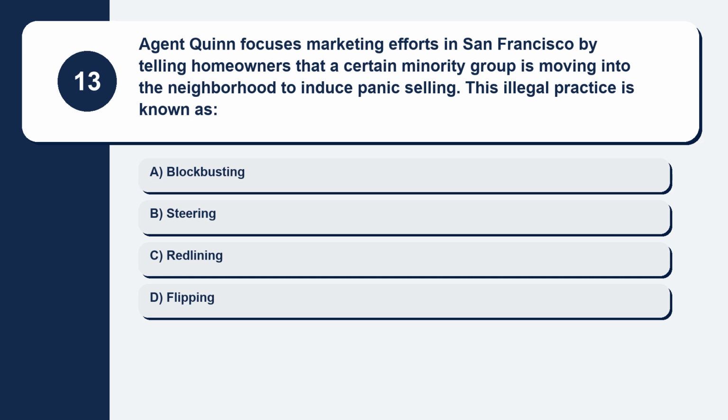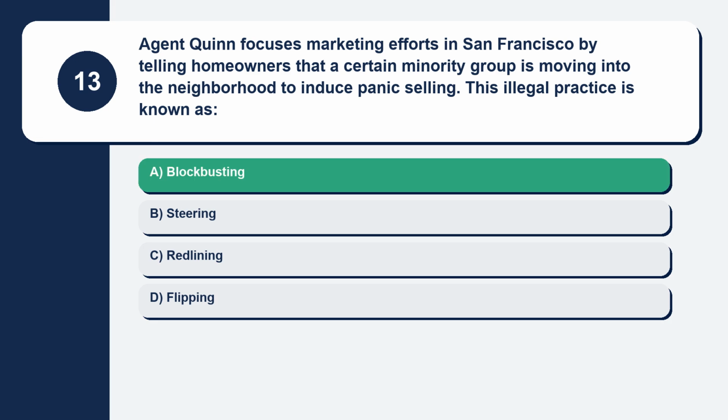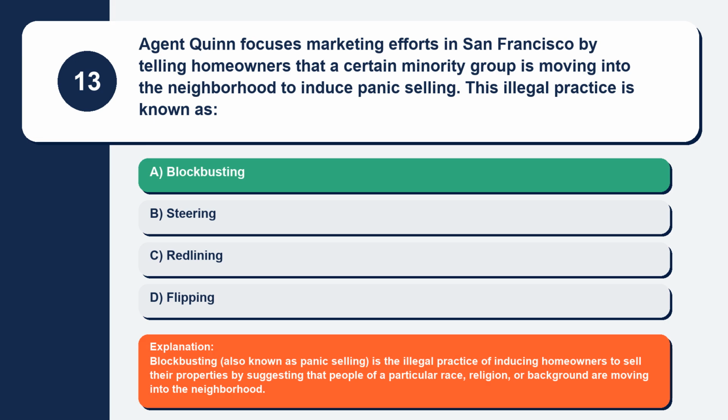Question 13. Agent Quinn focuses marketing efforts in San Francisco by telling homeowners that a certain minority group is moving into the neighborhood to induce panic selling. This illegal practice is known as. Here are your options. Option A, blockbusting. Option B, steering. Option C, redlining. Option D, flipping. The correct answer is option A, blockbusting. Explanation: blockbusting, also known as panic selling, is the illegal practice of inducing homeowners to sell their properties by suggesting that people of a particular race, religion, or background are moving into the neighborhood.